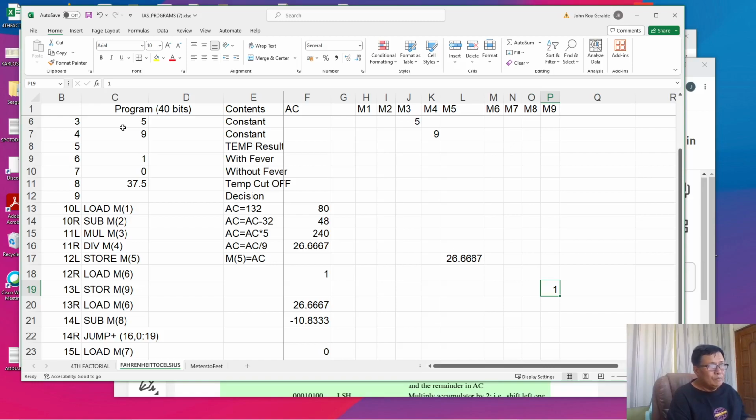In the next video, I'm going to show you how looping is done in the IAS, as we have done looping in the analytical engine.